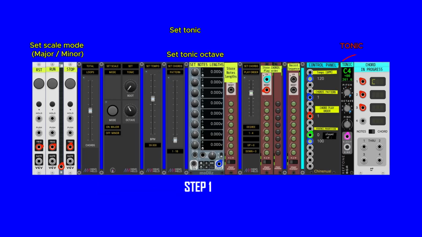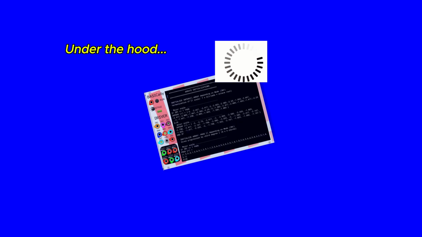To use the patch, the very first step is to choose the scale in which you want to create the melody. To do this, select the tonic of the chosen scale and its octave using the 2 dedicated buttons. Similarly, you then choose the scale mode, which can be either major or natural minor. Based on these choices, Basically will harmonize the chosen scale.